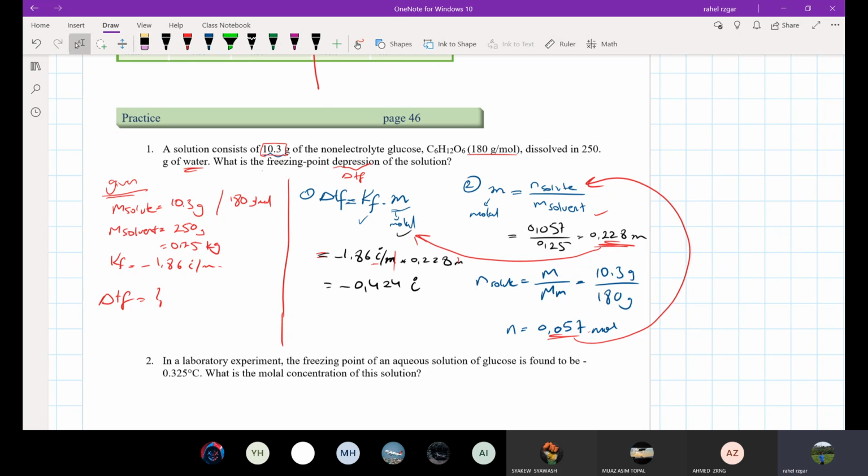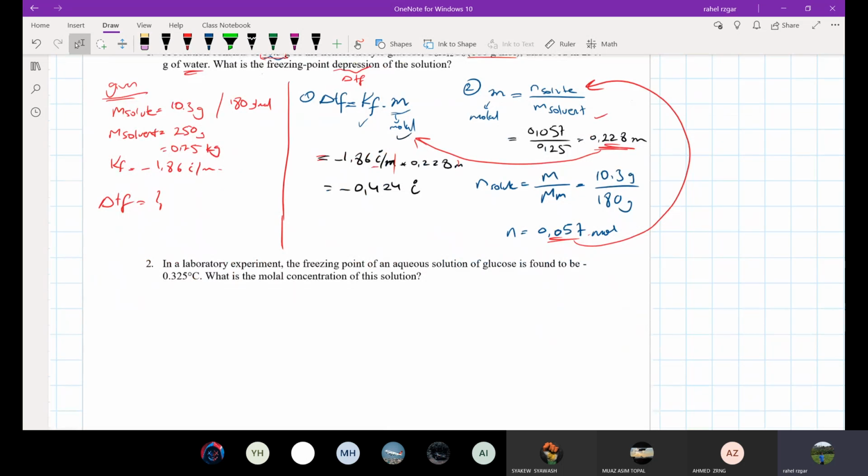So the next question is a lot easier. It's very easy. In a laboratory experiment, the freezing point of an aqueous solution of glucose is found to be minus 0.325 Celsius.